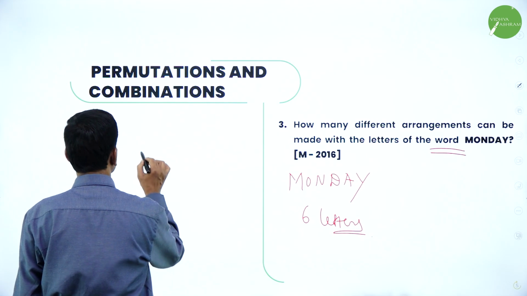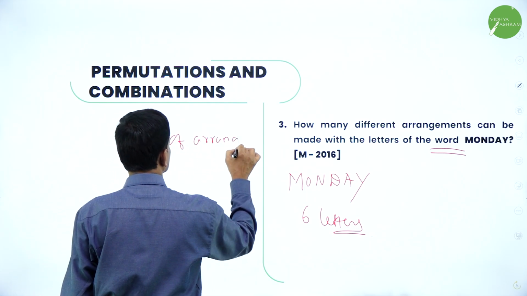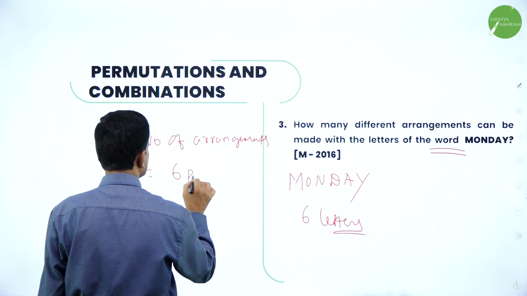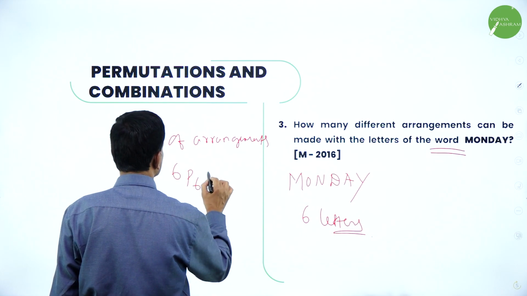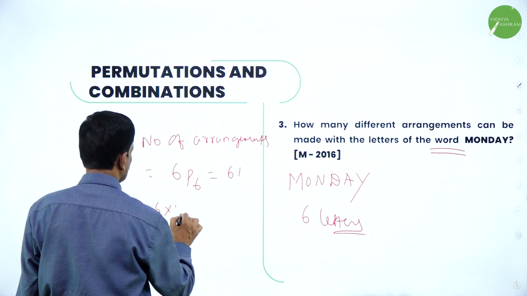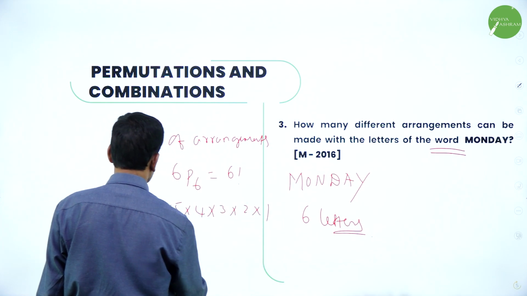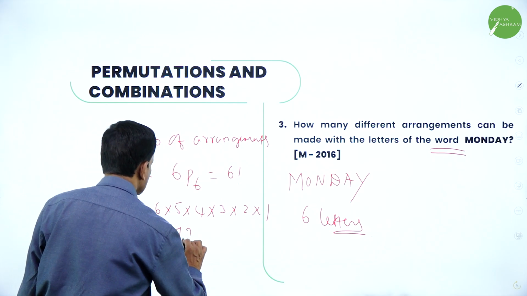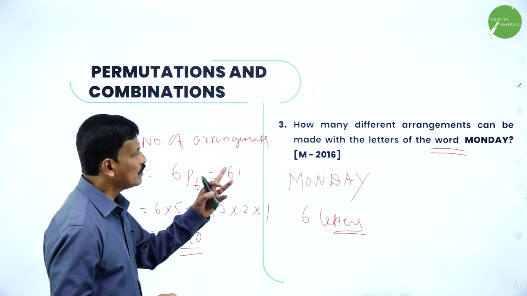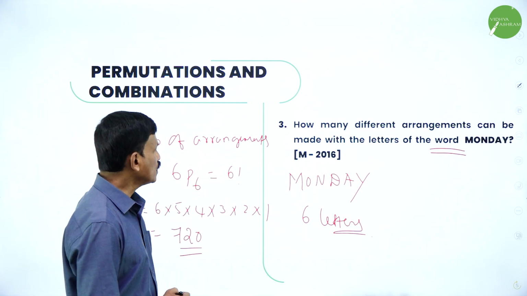So the number of different arrangements with all the 6 letters is 6P6. So what is 6P6? This is nothing but 6 factorial. 6 factorial means 6 into 5 into 4 into 3 into 2 into 1. So what is this equal to? This is equal to 720 ways. So in 720 ways we can arrange the letters of the word Monday, right? That's it. Okay. Now move on to the next problem.